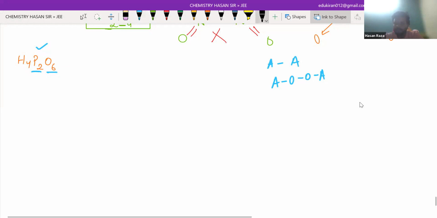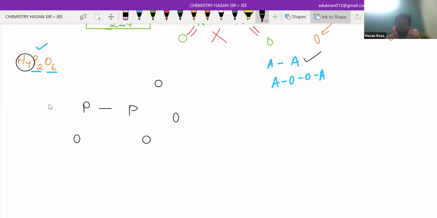Faiza, AA. Madiha, Arif, which linkage? So the AA linkage we are going to use. So you write P, P. Now don't think about other elements, think about only oxygen. Now divide the oxygen equally between both phosphorus atoms. Now you can see like this.